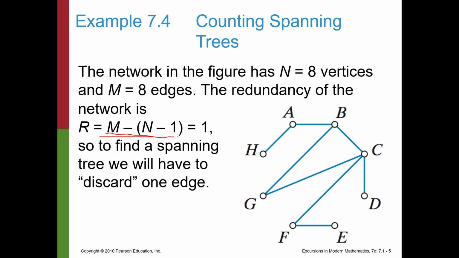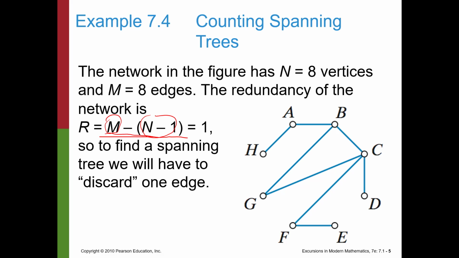So instead of following this formula right here, r equals m minus n minus 1, you could think, okay, this is how many edges I have, and this is how many edges it takes to have a tree. How many extra edges? That's what the redundancy is, right? So you have one extra edge. So to find a spanning tree, we will have to discard one edge. If we keep our network connected and we take out one edge, then the number of edges will be one less than the number of vertices, and we will definitely have a tree. That's what's going on here.